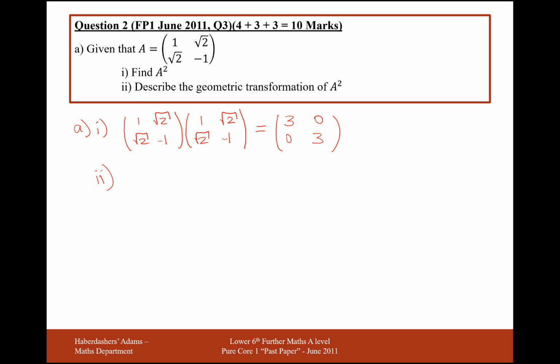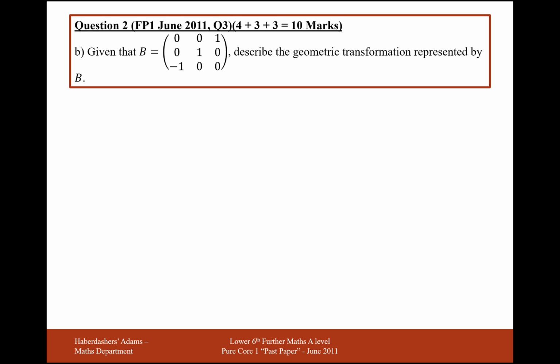Part A(ii), describe the geometric transformation of A squared. So what this is, it's an enlargement. This should be one that you just recognize immediately. Enlargement scale factor of 3, and it has to be from the point 0, 0. So that's A(ii). Part B looks for you to describe the geometric transformation of this 3 by 3 matrix.